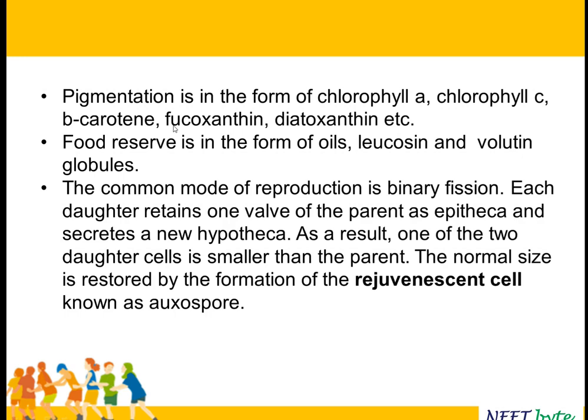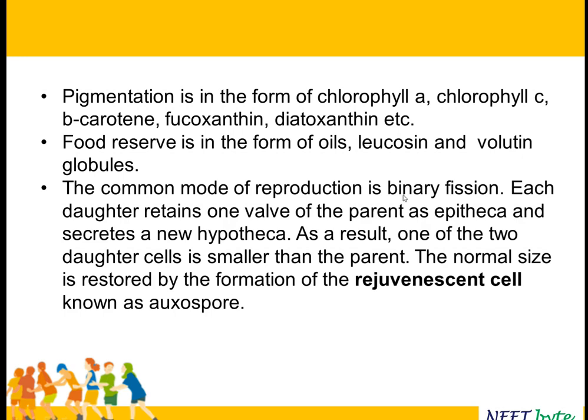Now, as far as the pigments are concerned, pigments are in the form of chlorophyll A, chlorophyll C, and mind you, there is beta carotene over there. They have a large amount of fucoxanthin as well. And for food reserve, since it is chlorophyll C, wherever you find chlorophyll C, the food is always reserved in the form of oils, leucosin, and volutin.